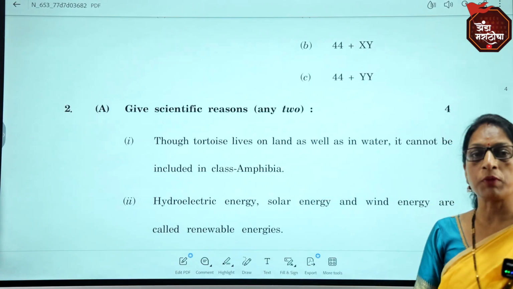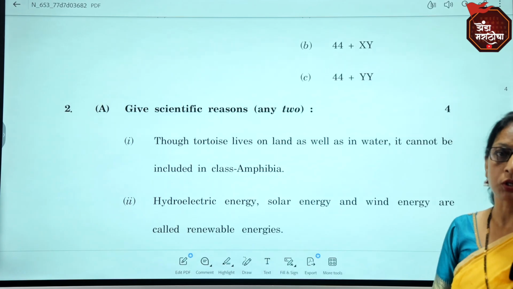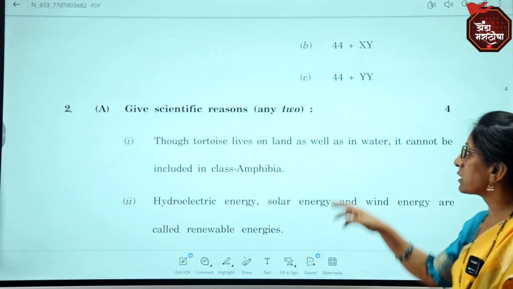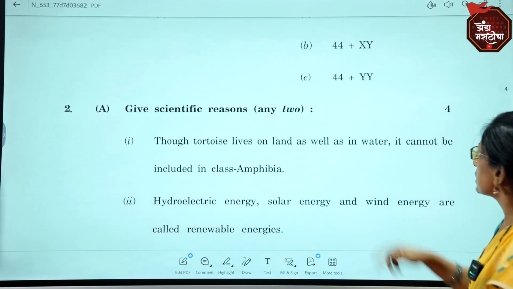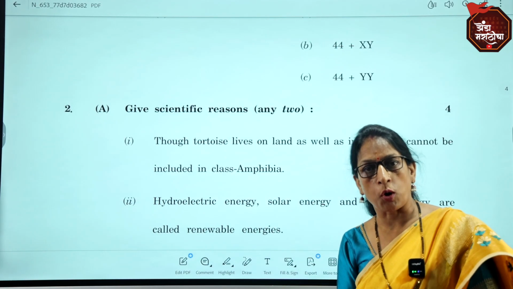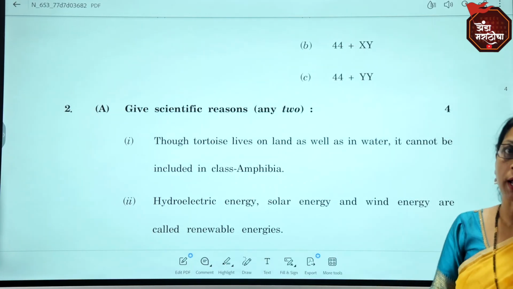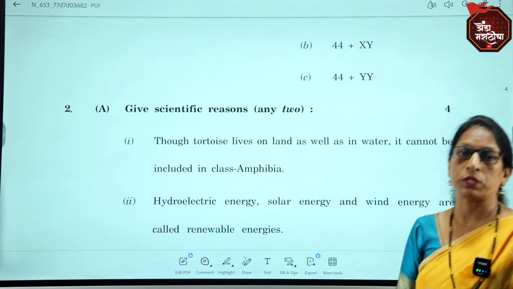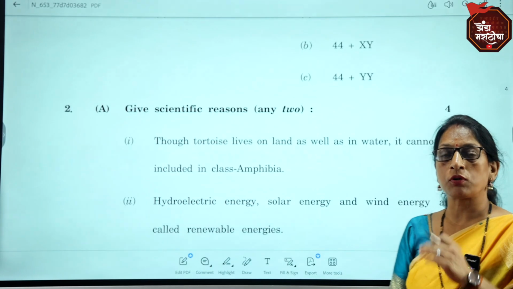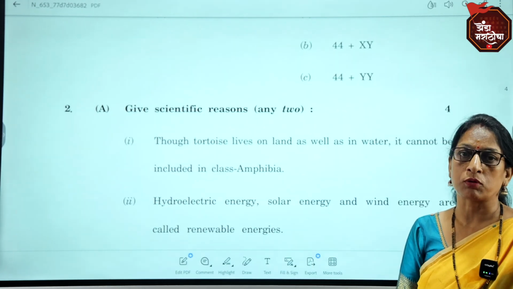Then the next question is the B part, in which we give the scientific reason. These are short answer types of questions, and they carry different marks. For example, give the scientific reason, any two. Here you are given options, like give the scientific reason for any two. We have to do any one. When you choose among the options, choose the one on which you are confident.